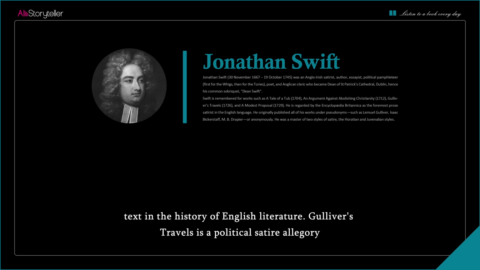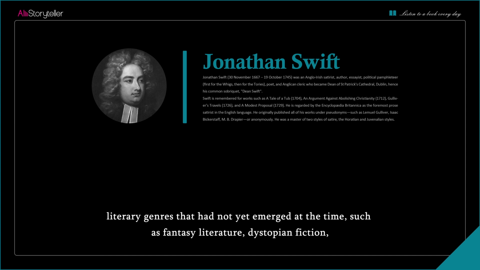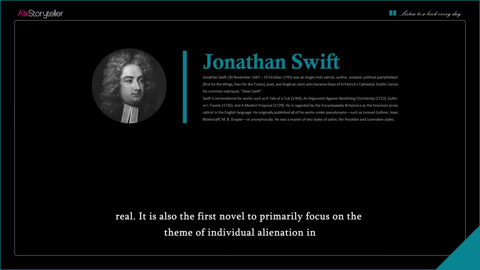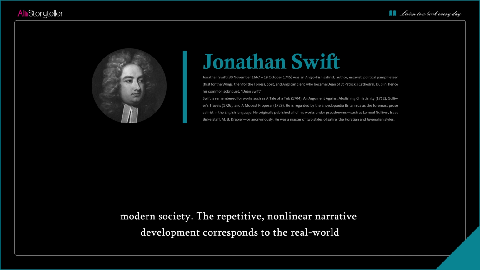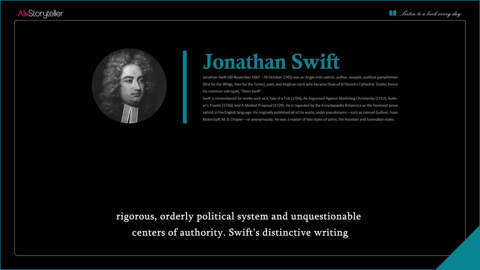Gulliver's Travels is a political satire allegory masquerading as a travelogue. However, upon closer examination, this book contains shadows of literary genres that had not yet emerged at the time, such as fantasy literature, dystopian fiction, and dark humor. Its essence lies in questioning and distorting the notions of the everyday and the real. It is also the first novel to primarily focus on the theme of individual alienation in modern society. The repetitive, nonlinear narrative development corresponds to the real-world divisions within traditional class systems and parliamentary order, as well as the collapse of a rigorous, orderly political system and unquestionable centers of authority.